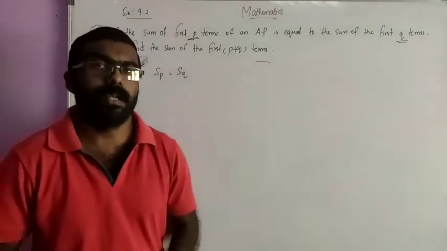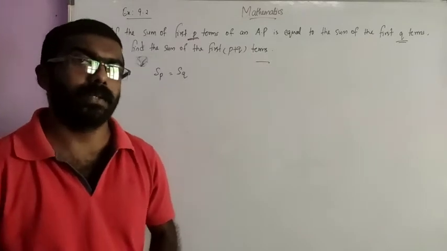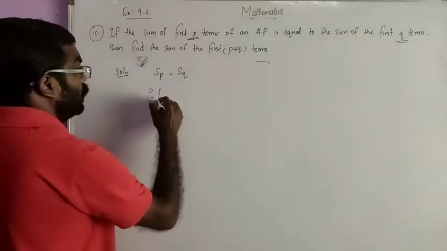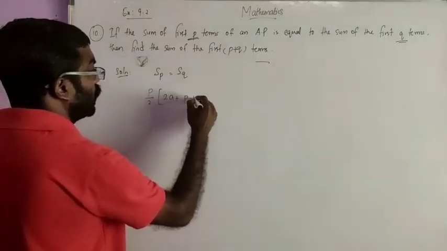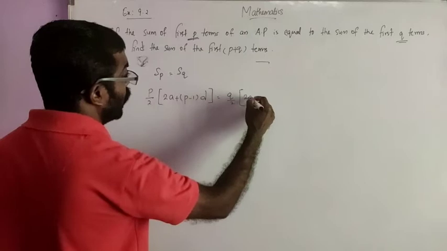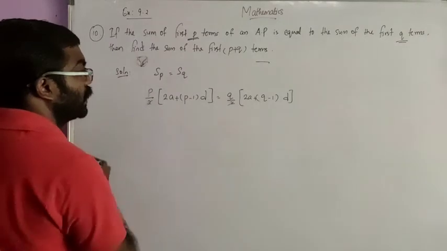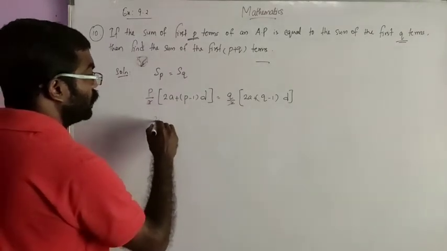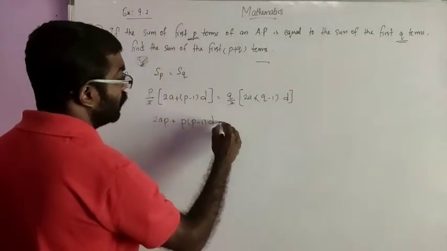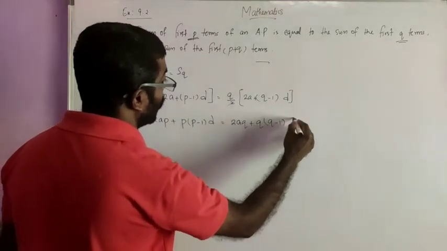We know the formula to find the sum of an arithmetic progression: Sn is equal to n by 2 into 2a plus n minus 1 into d. So here p by 2 into 2a plus p minus 1 into d is equal to q by 2 into 2a plus q minus 1 into d. We can cancel this 2 on both sides. Now we can multiply: 2ap plus p into p minus 1 into d is equal to 2aq plus q into q minus 1 into d.